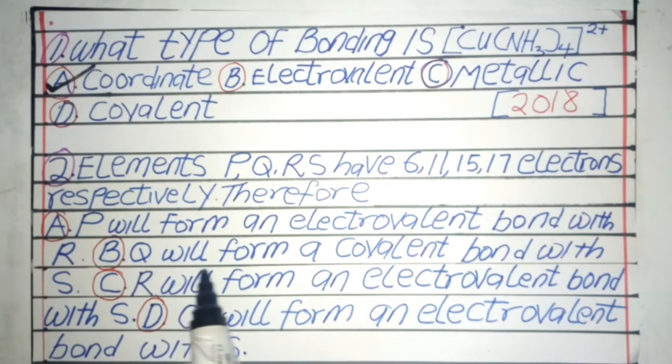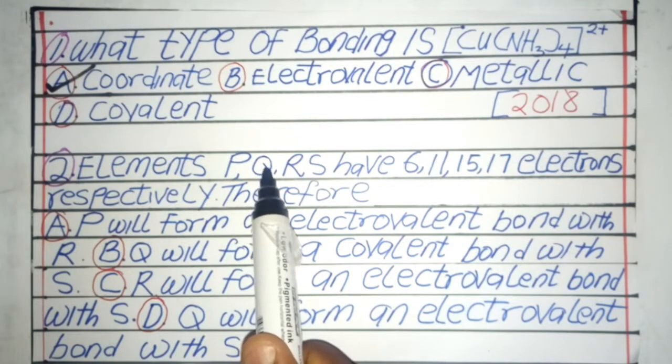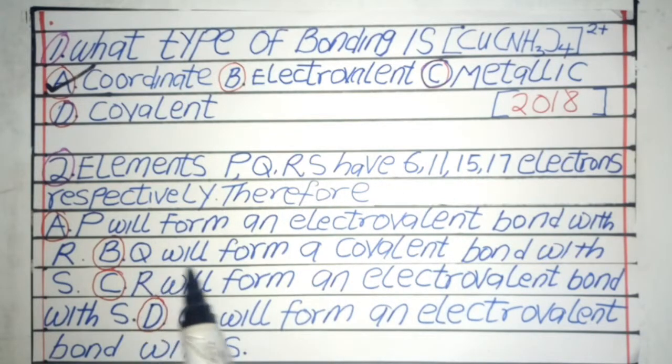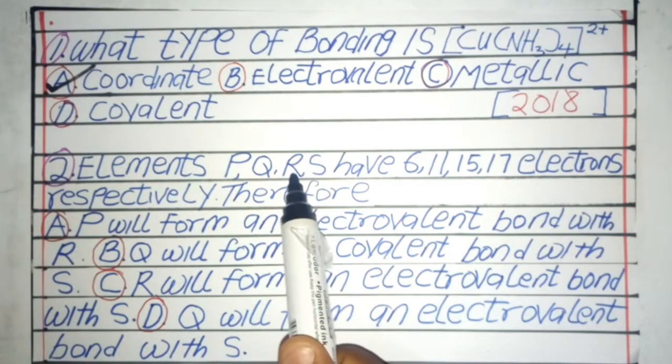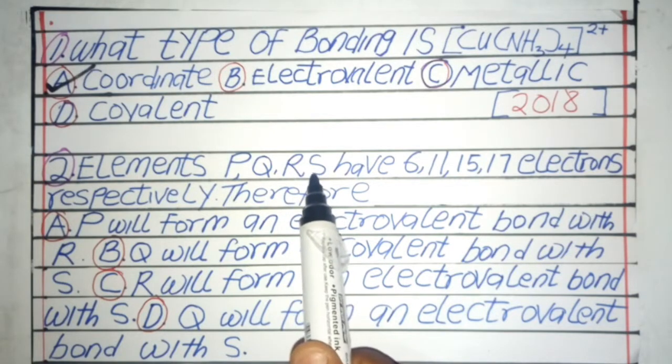So B, Q will form a covalent bond with S. Q is sodium, and S is chlorine. They don't form a covalent bond. Then C, R will form an electrovalent bond with S. R is phosphorus, then S is chlorine. No, they are both non-metals.